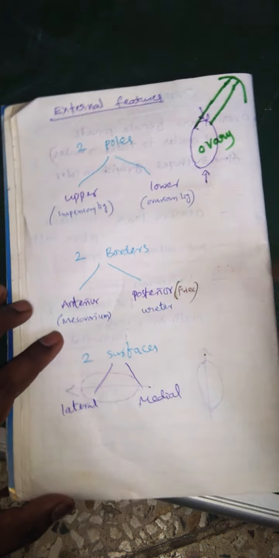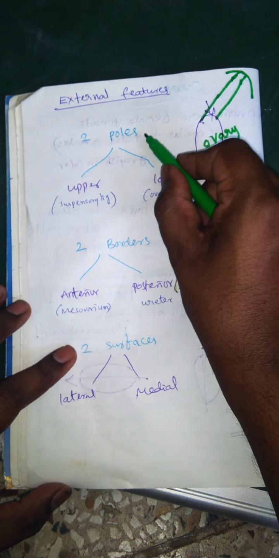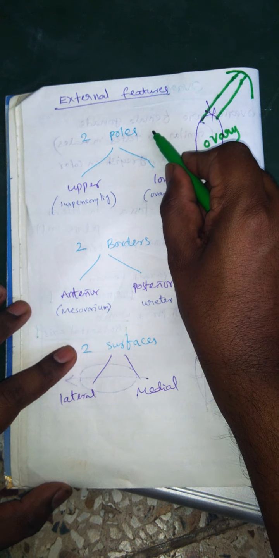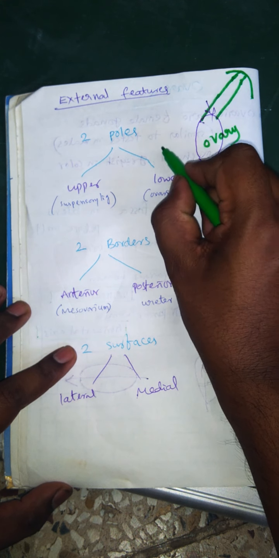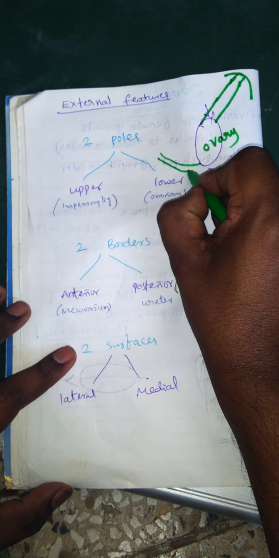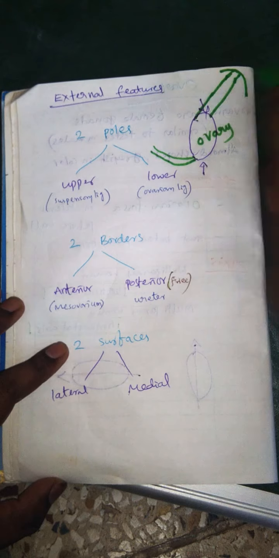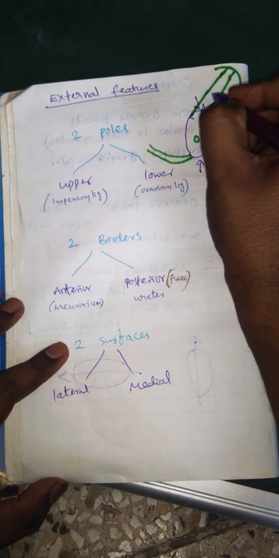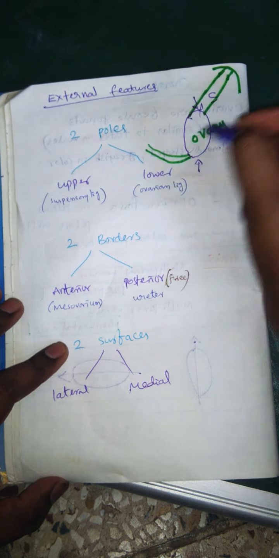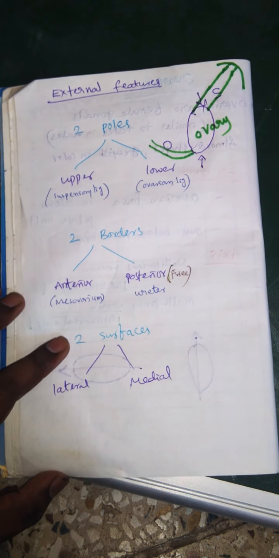Lower pole: the lower pole is connected with the uterus, at the lateral angle of the body of the uterus, through a ligament, and the name of the ligament is the ovarian ligament. So there are two poles. One pole is related with the suspensory ligament and one pole is related with the ovarian ligament.